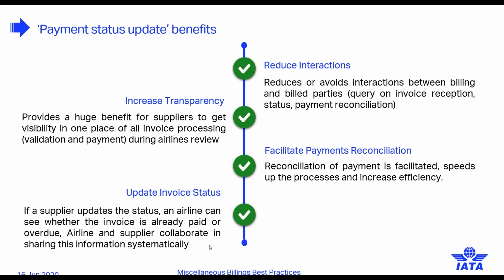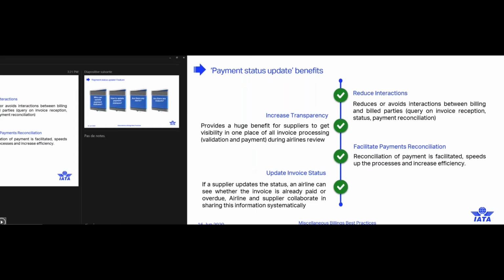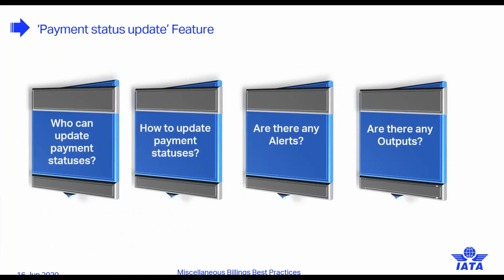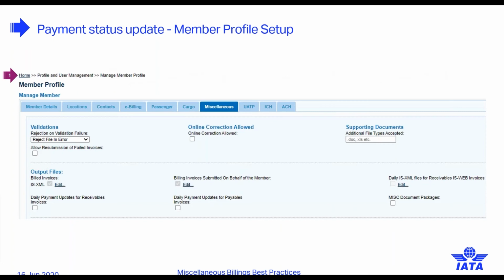So even without any party providing a payment status, there are still payment statuses that are provided. We'll see after who can update the payment status, how you update the payment status, whether there is any alert, and any other outputs. So in SIS, you can do two things, at least. You can either see the payment status in the dashboard on the web, or you can receive a file that is compatible with SAP and ERP that could allow you to use SIS as a black box. To set this up, you need to go to member profile, go to the Miscellaneous tab, and select the daily payment update for payable invoice.